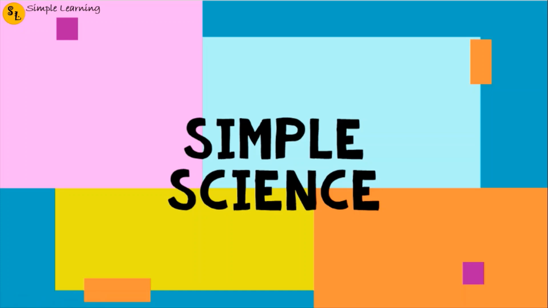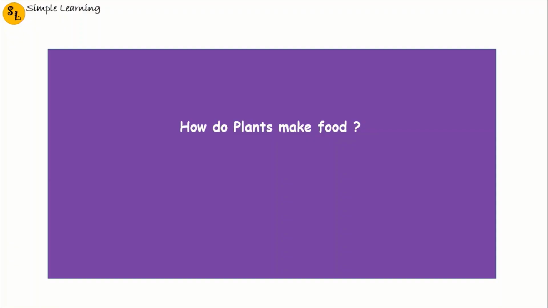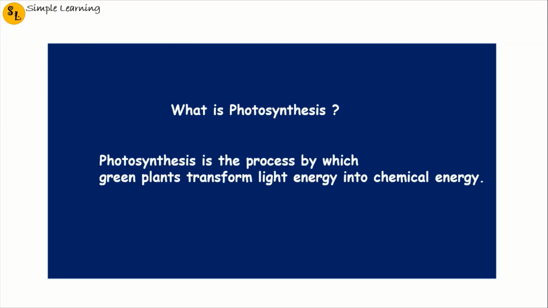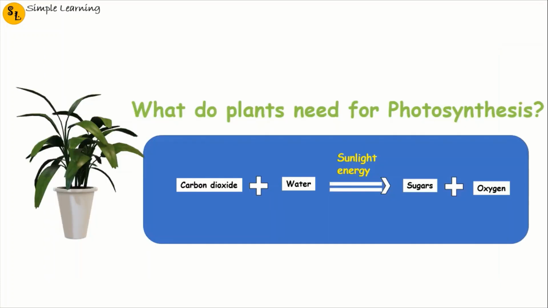Today in Simple Science, we will learn about how plants make food. How do plants make food? Plants make their food by photosynthesis. What is photosynthesis? Photosynthesis is the process by which green plants transform light energy into chemical energy.